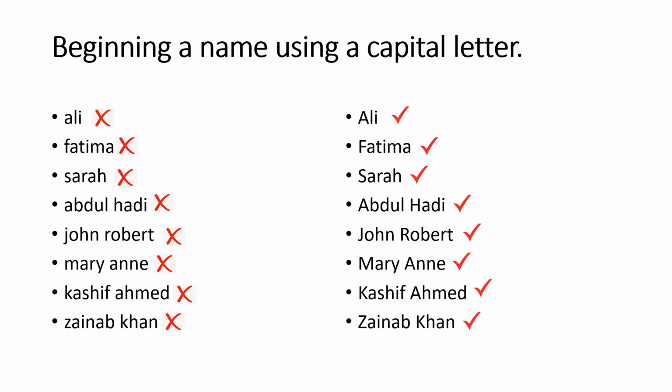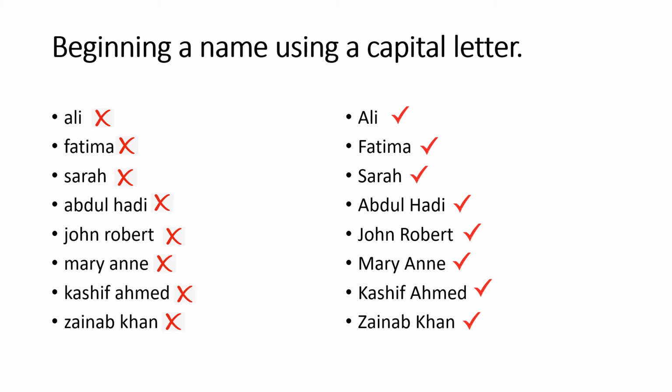For Fatima, you shouldn't be writing with a small f, but you should begin it with a capital F. Coming down, Sarah. See, both types are given on the screen. The small one is the wrong one and beginning it with a capital S is the correct way.